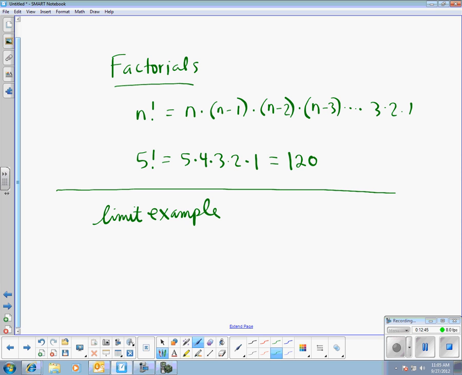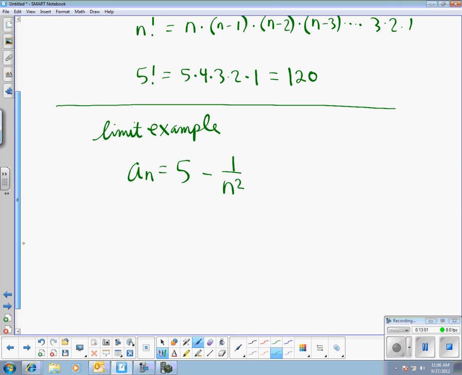One quick limit example. a sub n equals 5 minus 1 over n squared. So you could expand this out and see the terms and write out a few terms of it, but really you're just going to rely on your limit-taking skills. So this is kind of connected to our improper integrals. What's going to happen as n gets really, really big?